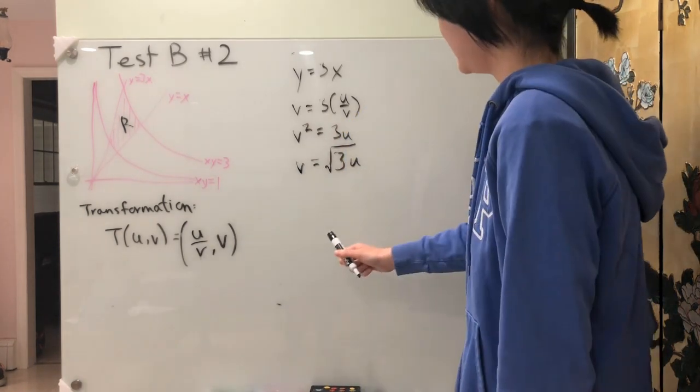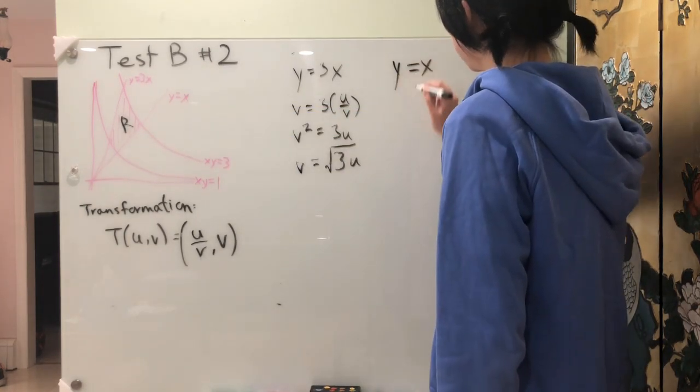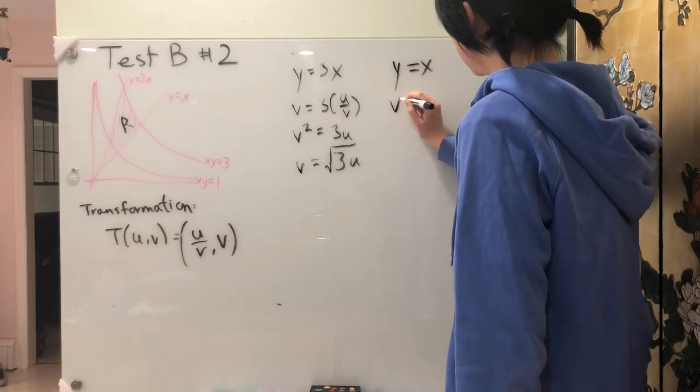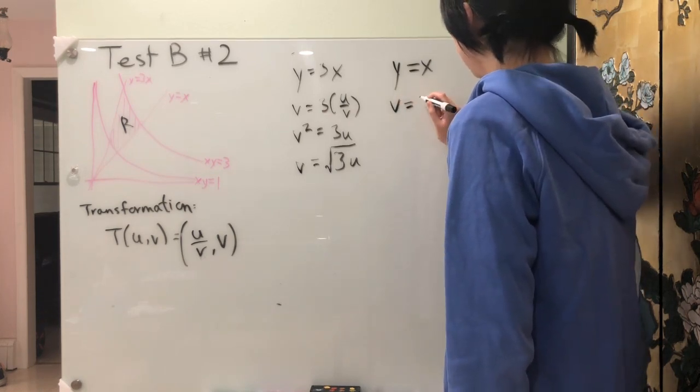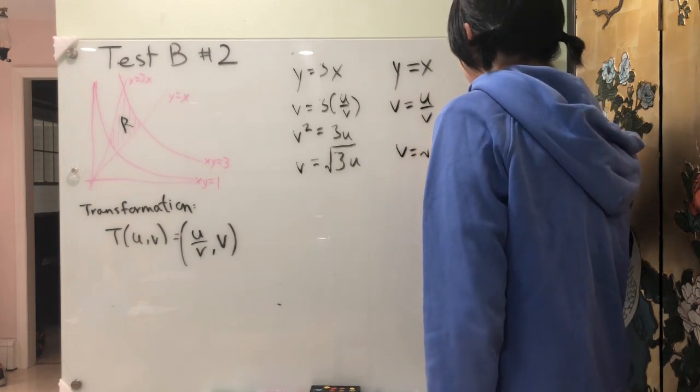Okay, so then the second line is very similar. It's y equals x, and we're just going to do the same thing. So this means that v equals u over v, and then this goes to v equals square root of u.